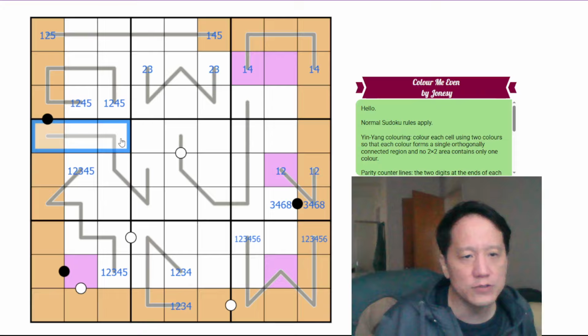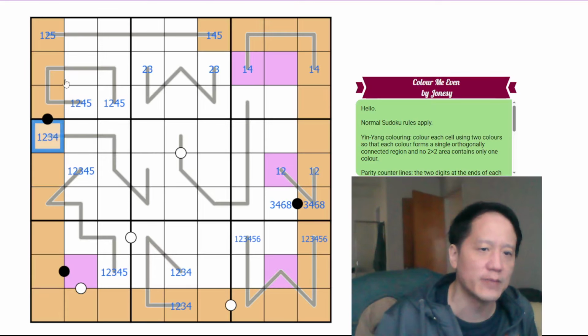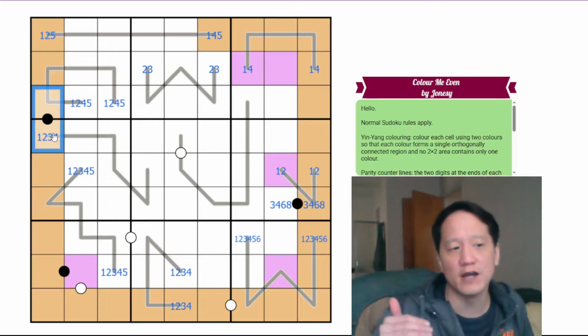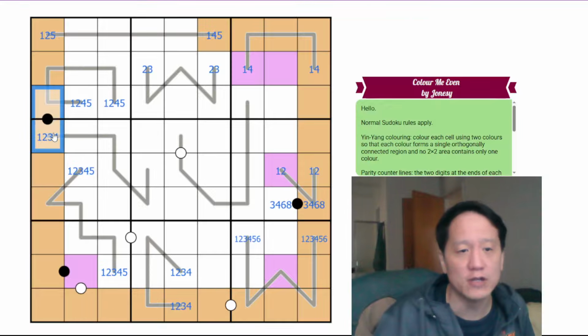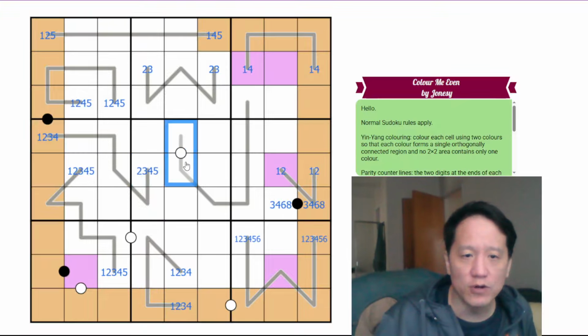How about here? 1, 2, 3, 4, 5, 6. So this is also the same. 1, 2, 3, 4, cannot be 5 because 5 cannot be next to a black kropki dot, because if you have 5, you get 2.5. If you double 5, you get 10, neither of which are digits. So then this must be correspondingly 2, 3, 4, 5. We have 1, 2, 3, 4, 5, 6, 7. So these add up to 7.